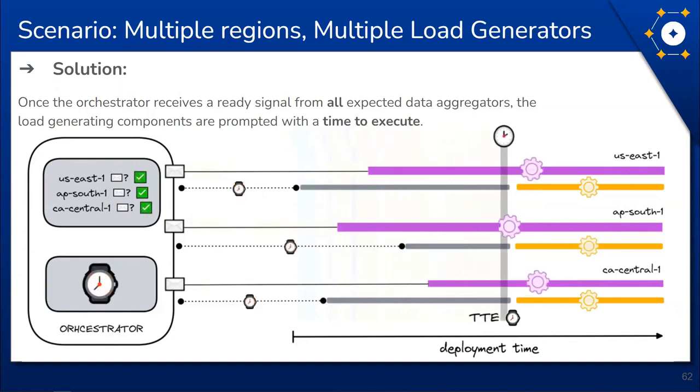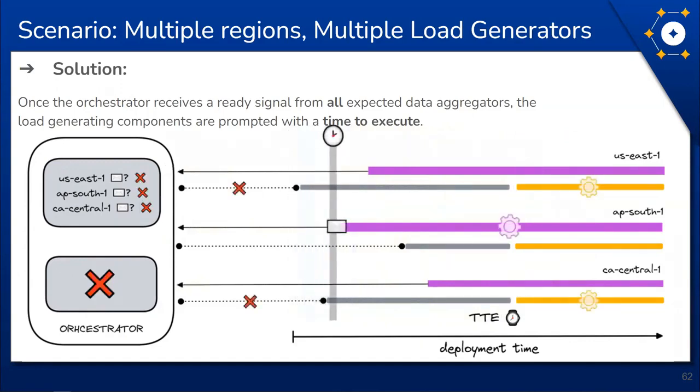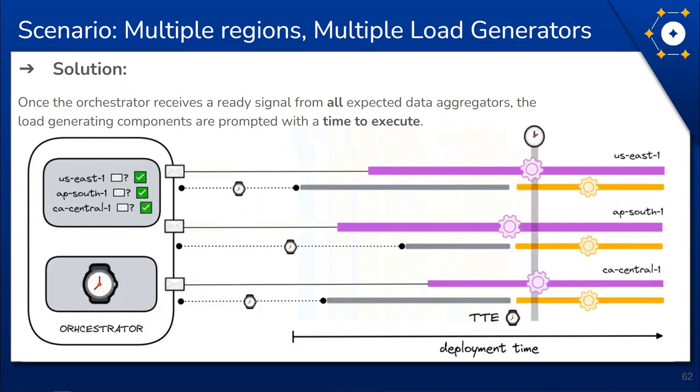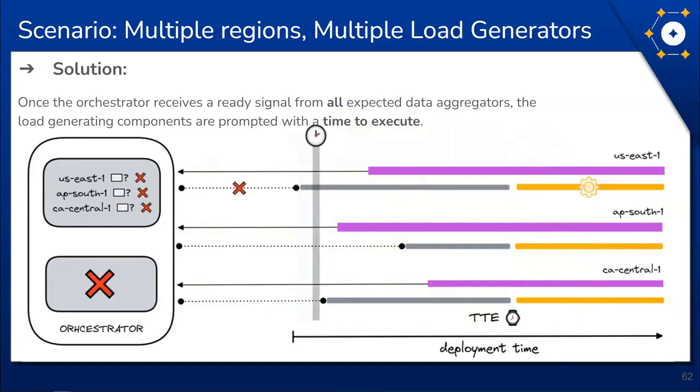Turning our attention to the top left-hand side of the diagram, we can see that the orchestrator knows which regions to expect ready signals to come from. As the local aggregators from the 3 regions become ready, their respective signals are sent and received by the orchestrator. Once all expected ready signals are received, only then is the TTE calculated, which is then passed on to load generators.